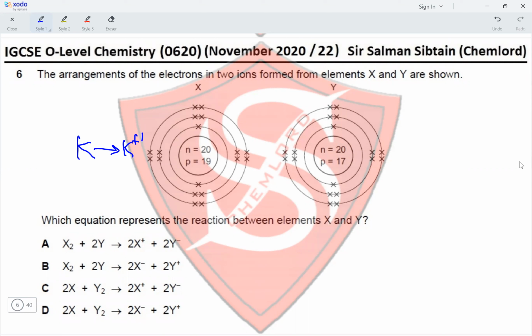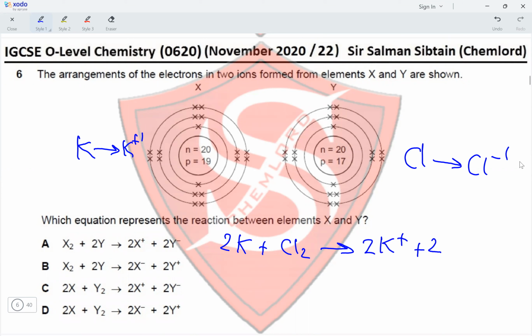And the proton number of Y, which is 17, makes it chlorine. And chlorine would form an ion with a charge of -1. So which equation represents the reaction between elements X and Y? So this would be K plus Cl2. In order to balance, this would be 2K, giving us 2 moles of K positive and 2 moles of Cl negative according to the way the equation is given in the option.